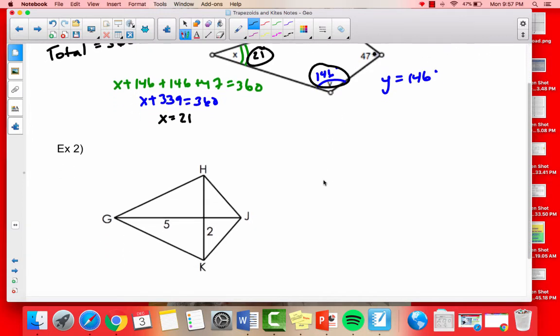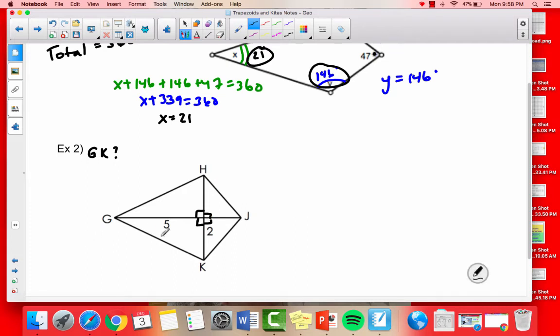Example 2 here is dealing with the diagonal. Remember we said from rule number 1 that the diagonals in these shapes are going to be perpendicular. So that creates multiple right triangles. All four triangles that are created are right triangles. So in this case, if we want to find the length of GK, then we have this right triangle here where we know the length of one side is 5, the length of the other is 2.